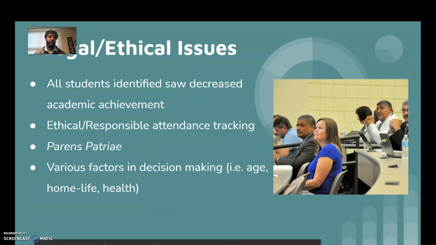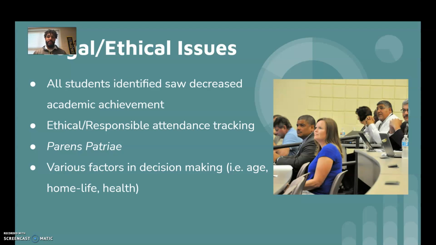Legal and ethical issues that we look at here: all the students who were identified saw a decrease in academic achievement, which gives us a link to the importance that attendance has on student success. And so we're looking at these students who are failing and a school who is also failing by allowing this to happen. I didn't mention before, but the school also was identified as the lowest attendance rated school in the district. Ethical, responsible attendance tracking is not taking place currently, not only by the teachers who have a responsibility to track attendance correctly and appropriately, but also in situations where counselors and probably administration previous to myself did not take the steps they needed to ensure that things were being taken care of properly.